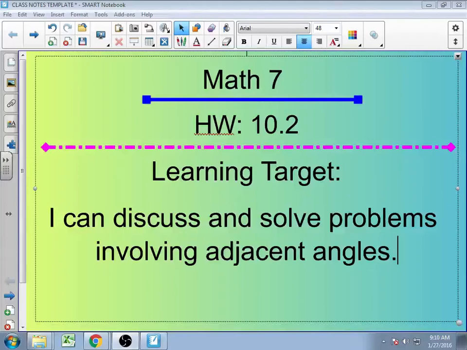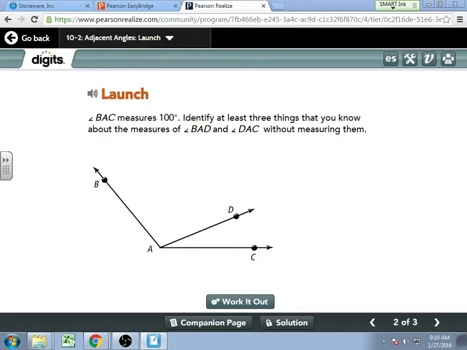So adjacent angles. Adjacent sounds like a really big fancy word, but it's not actually that bad. It means something very simple, actually. So if I say my house is adjacent to a CVS, which is not true. I like to tell you guys when what I'm saying is not true.